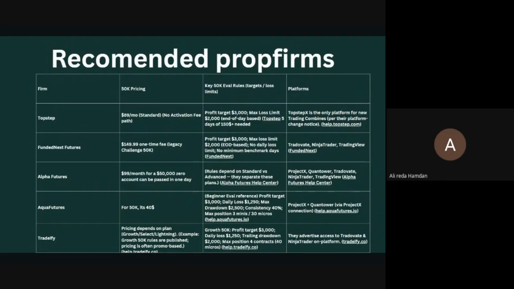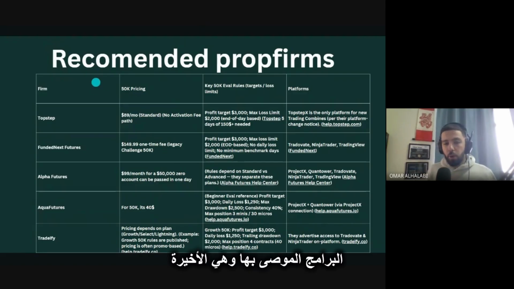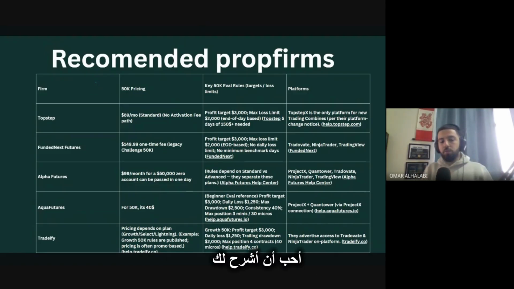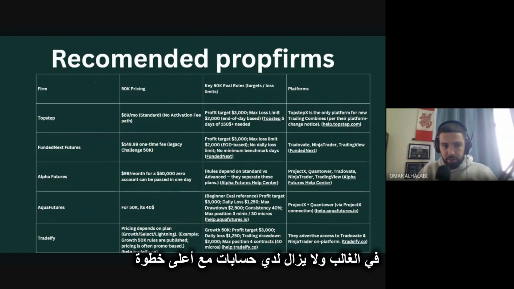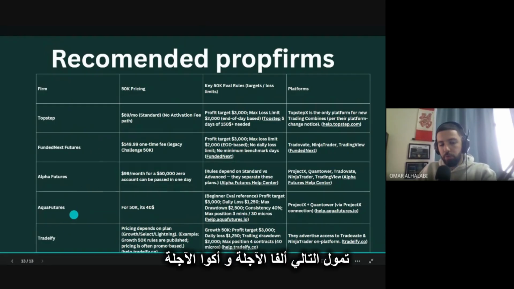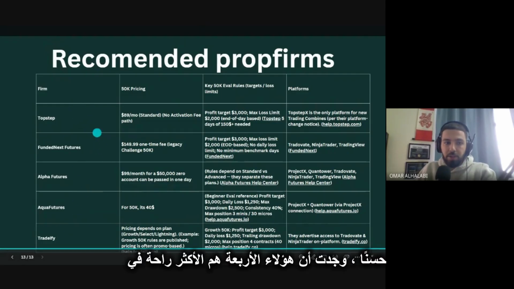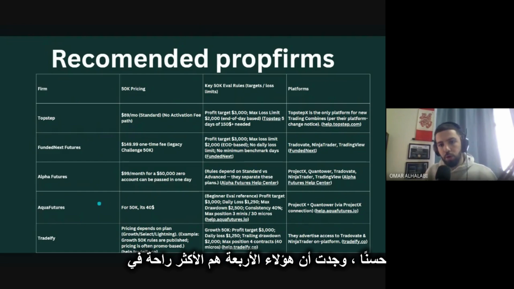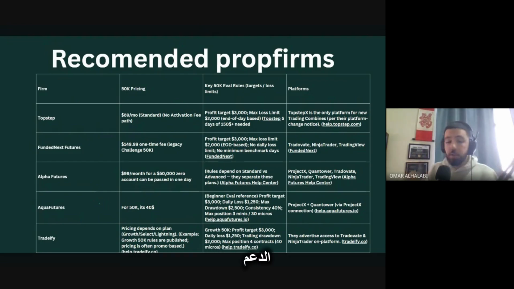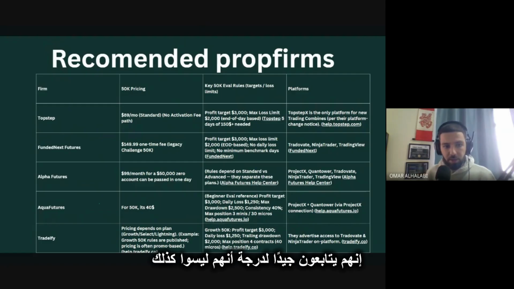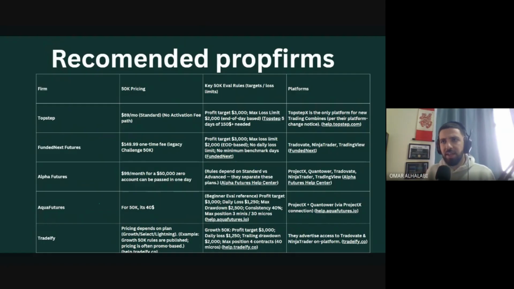Okay. Recommended platforms, which is the last thing I would love to explain for you. The companies that I use mostly, and I still have accounts with, are TopStep, Funded Next, Alpha Futures, and Aqua Futures. I found these four to be the most comfortable. Their support is very good, they reply very quickly, and I haven't noticed any scams. The guys are nice.